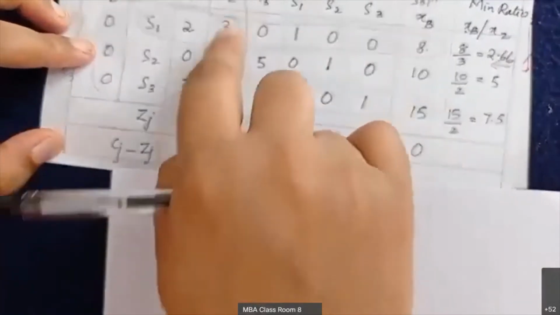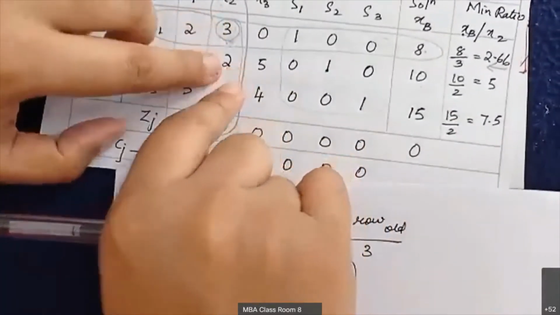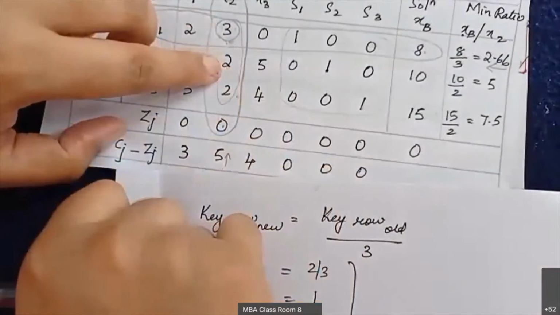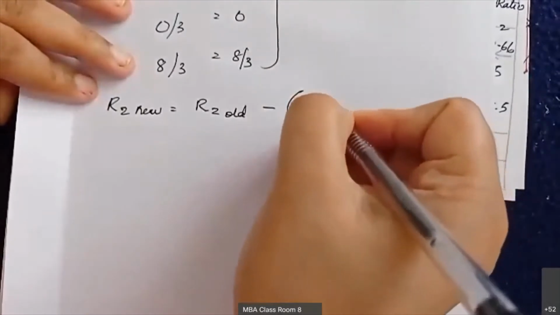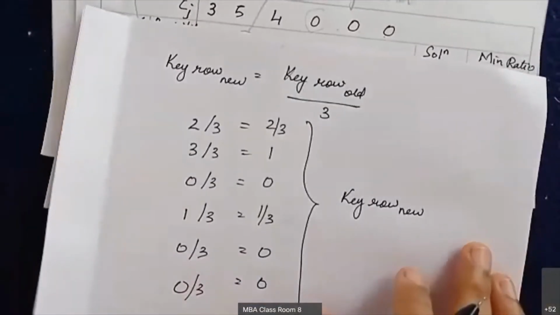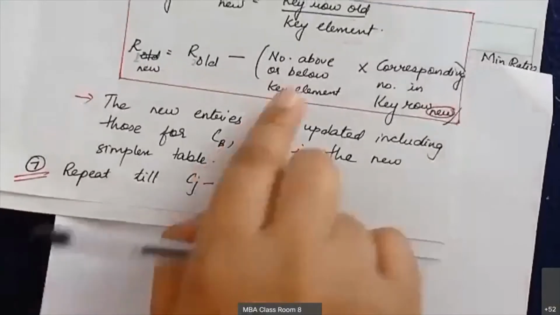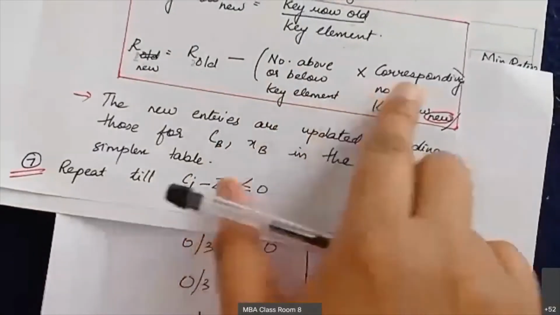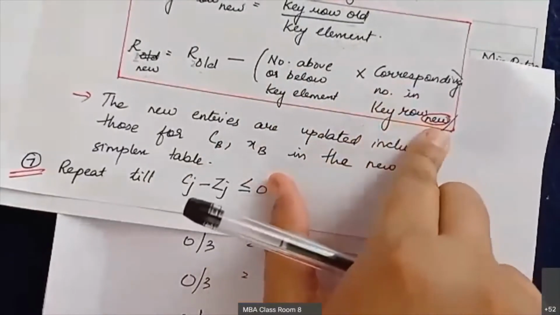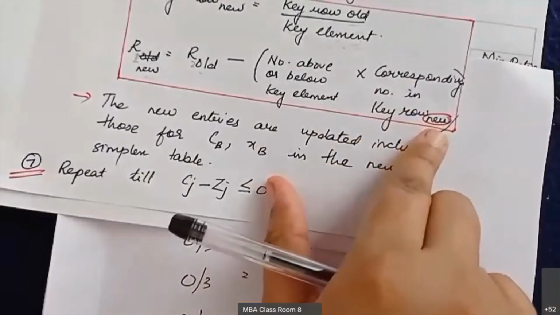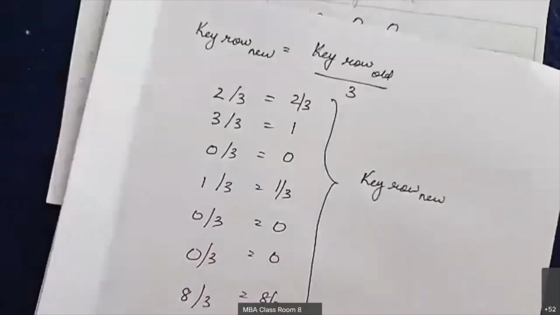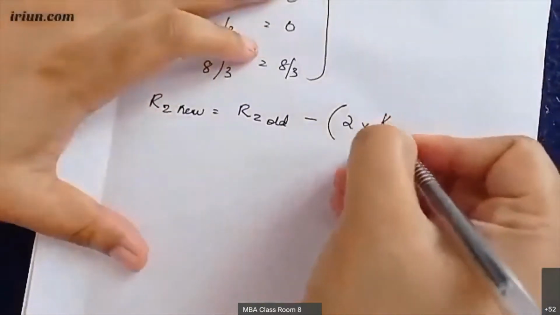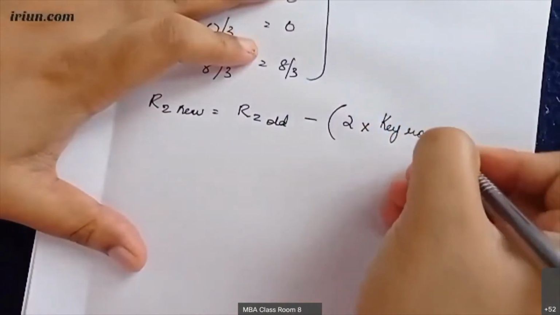According to R2, number above or below the key element means this is the key element, number below it is 2. So my formula will change as 2 multiplied by, okay, what is written in the steps there? Number above or below the key element multiplied by corresponding number in the key row new. You have to be very careful. It is key row new. Okay, so I'm writing it. Multiplied by key row new.